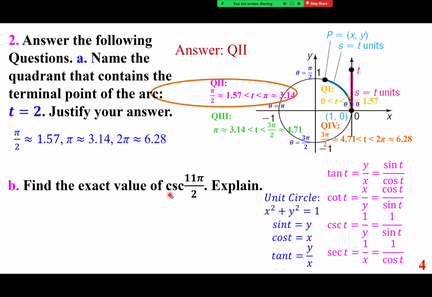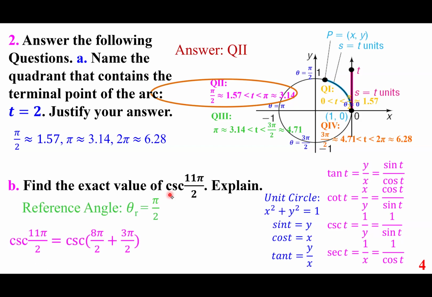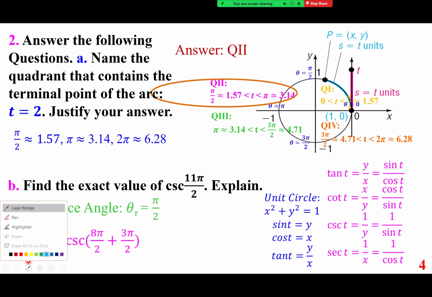Find the exact value of cosecant 11 pi over 2. First of all, we take multiples of 2 pi out. Secondly, we notice the reference arc is pi over 2. So we take 8 pi over 2, which is 4 pi. It's the same as cosecant of 3 pi over 2.